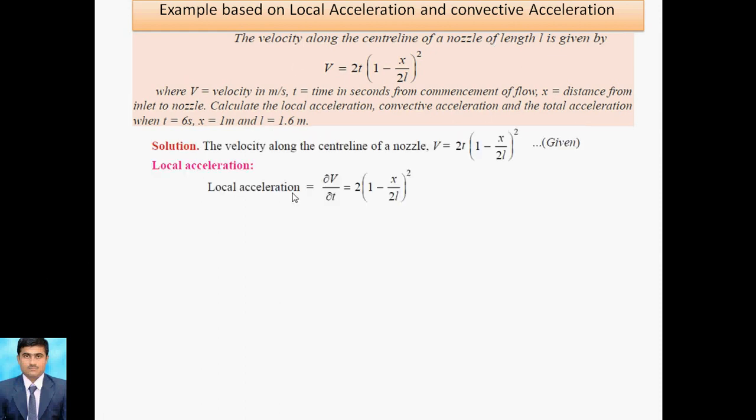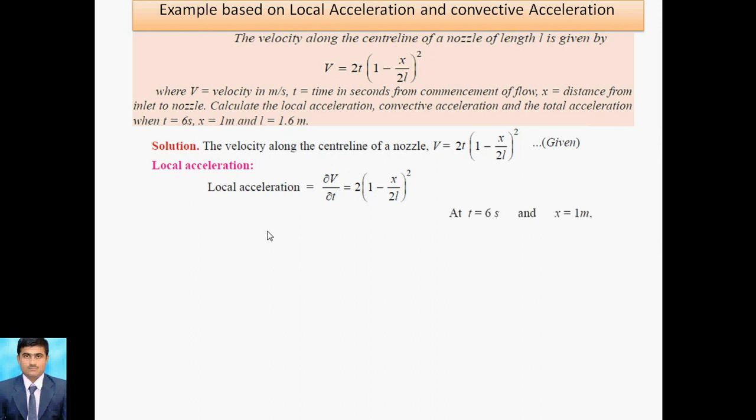First of all, we know the relation for the velocity, which is given in the problem: v is equal to 2t into bracket 1 minus x upon 2L bracket square. As we know, the local acceleration is defined by dou v by dou t, so we take the differentiation with respect to t. The 2 is a constant, and the bracket 1 minus x upon 2L square is constant with respect to t, so only 2 into this bracket remains, because dou t by dou t is 1. That is the local acceleration.